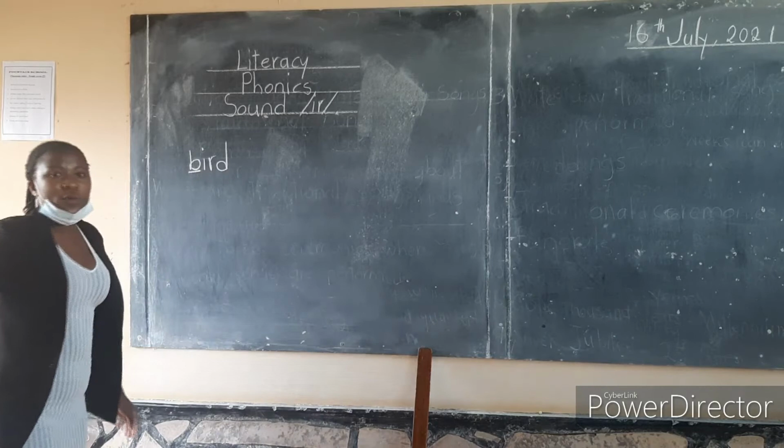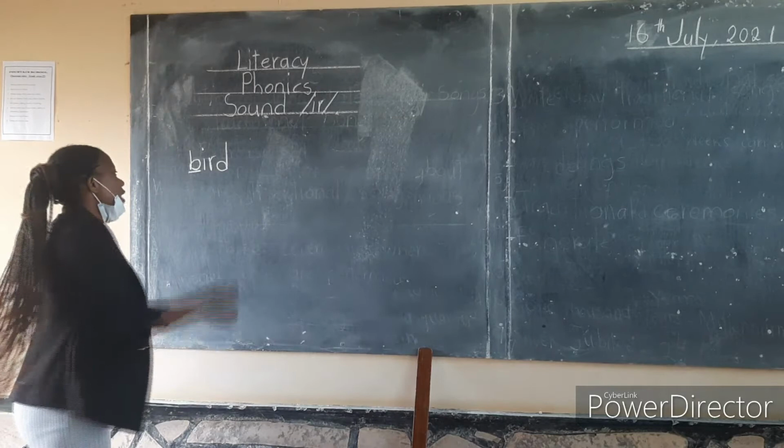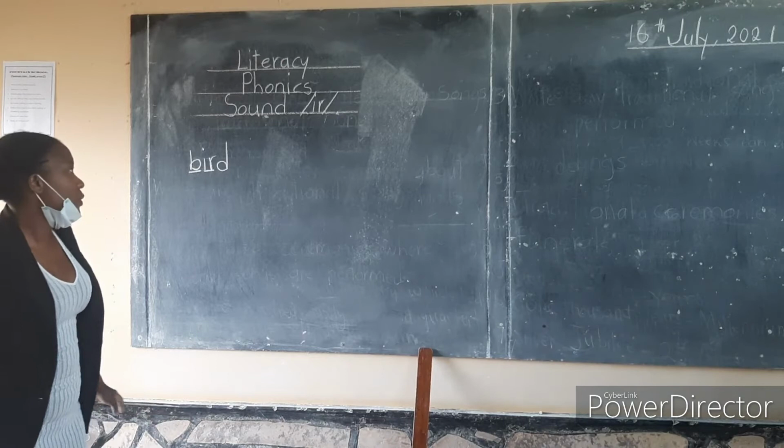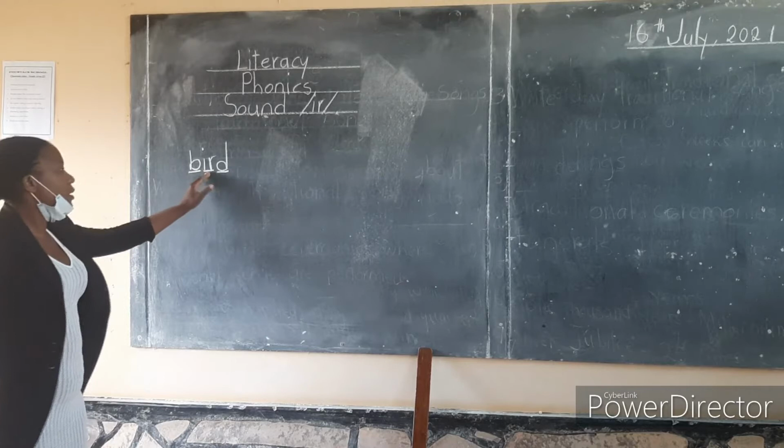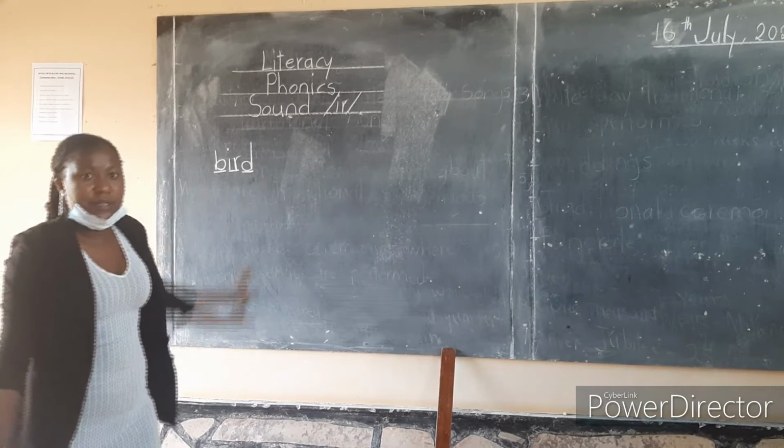In the word bird, we have sound, then we have sound, then sound. So we have the complete word here. Bird. Sound D. We have the word bird.